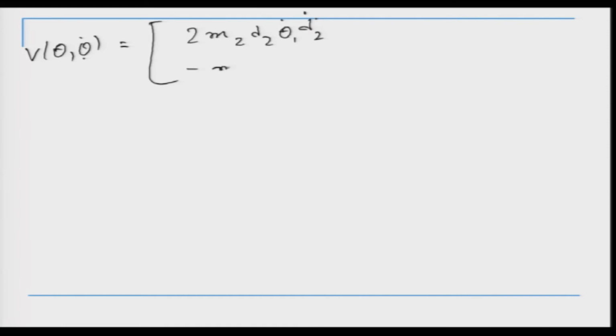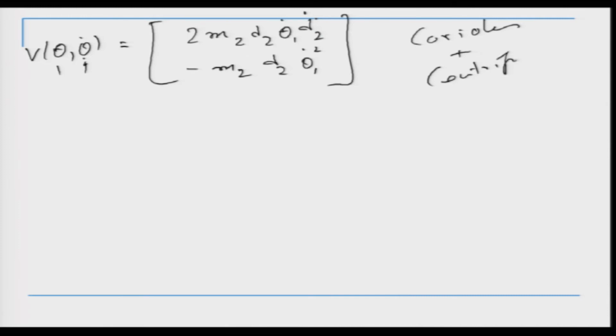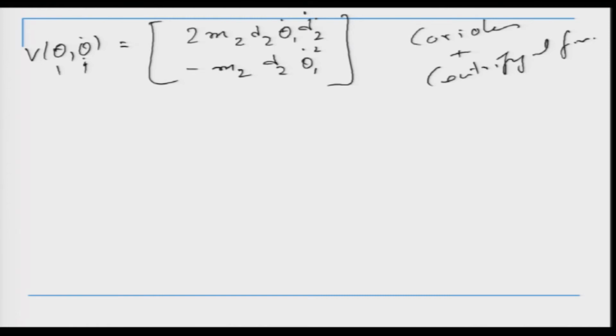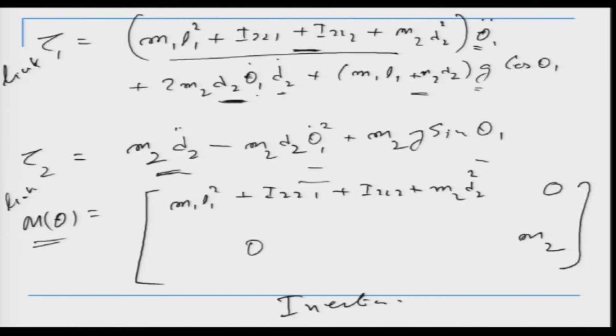And here we are getting minus m2 d2 theta1 dot squared. So, here we are getting two terms which depend on theta1 and theta dot. So, this is my Coriolis and centrifugal forces. This essentially is my inertia forces. And the last one, what is left, is terms which are with respect to g.